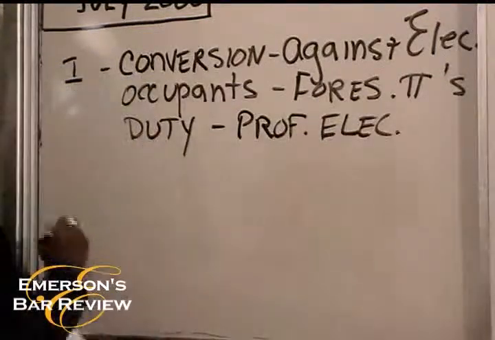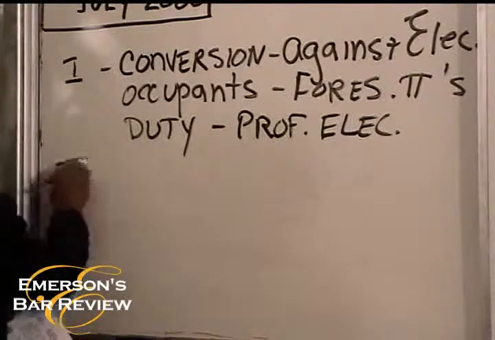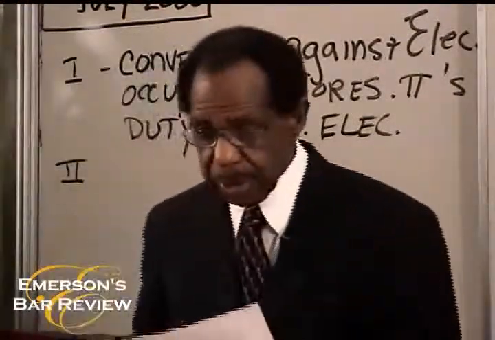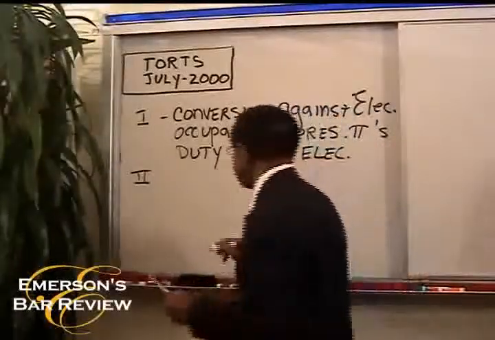Second paragraph. Peter occupies one of those adjacent buildings. So Peter is a foreseeable plaintiff.